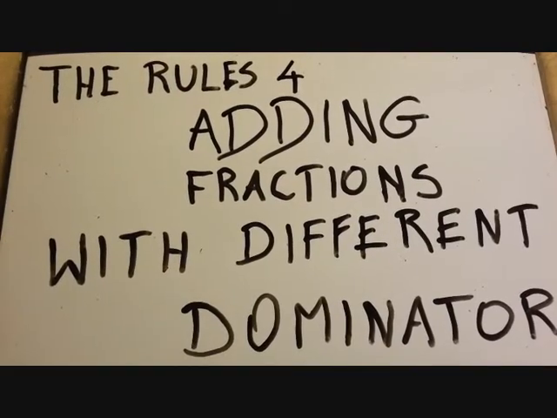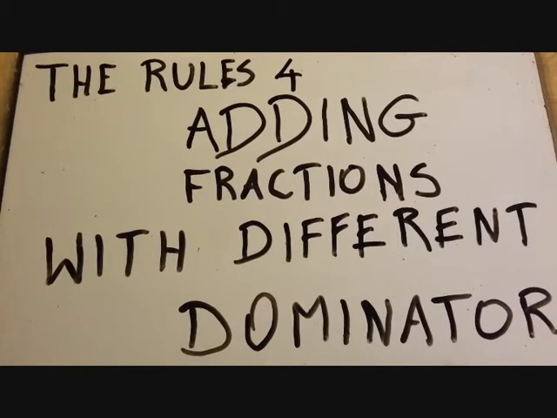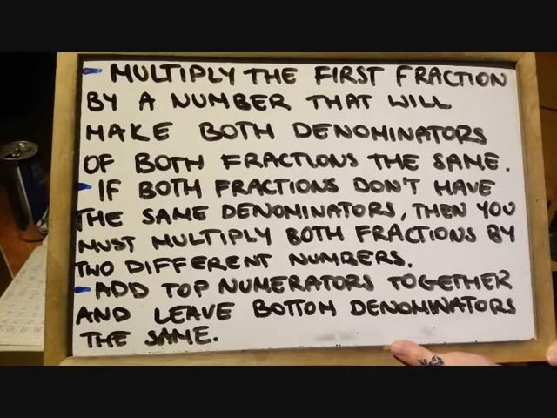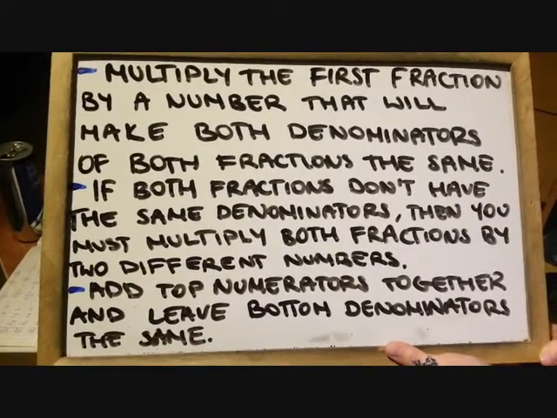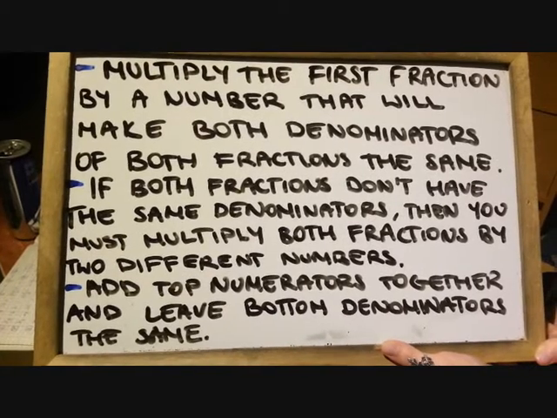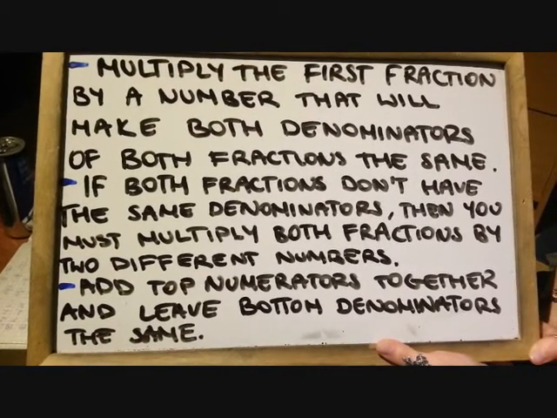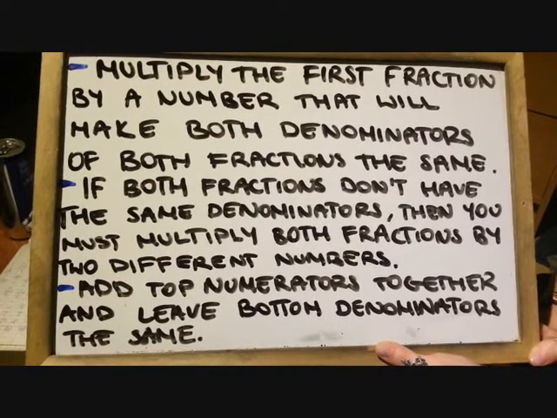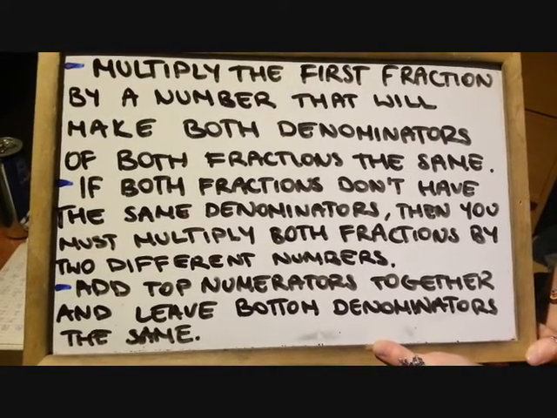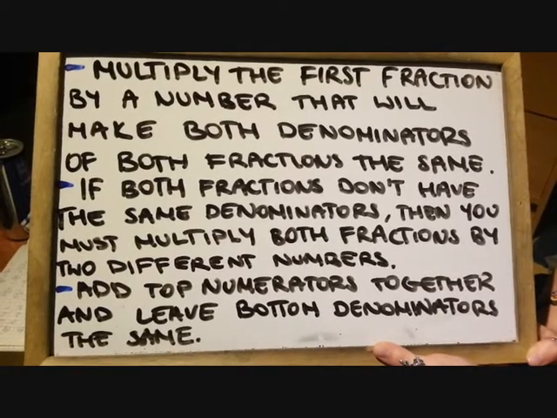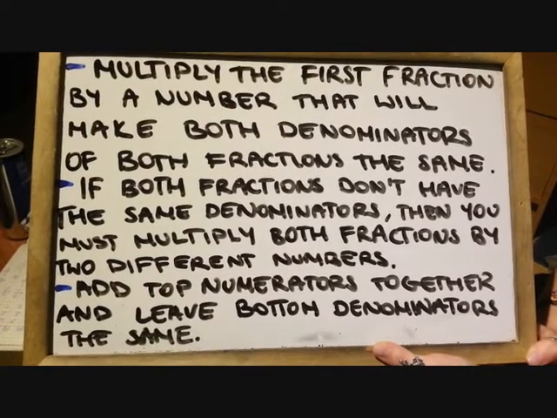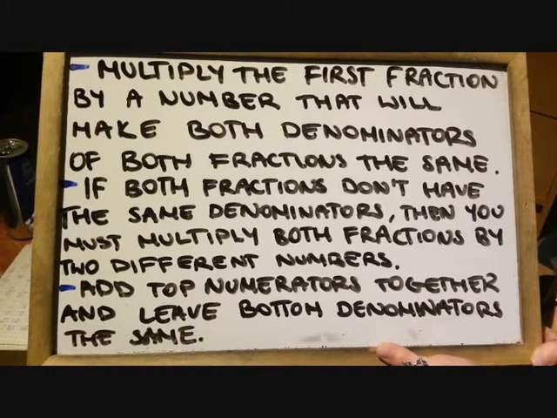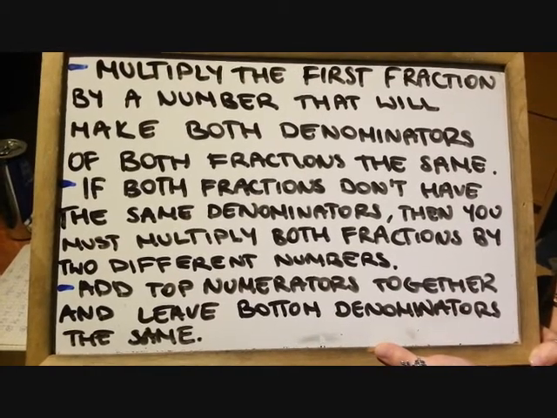The rules for adding fractions with different denominators. Multiply the first fraction by a number that will make both denominators of both fractions the same. If both fractions don't have the same denominators, then you must multiply both fractions by two different numbers. Add top numerators together and leave bottom denominators the same.